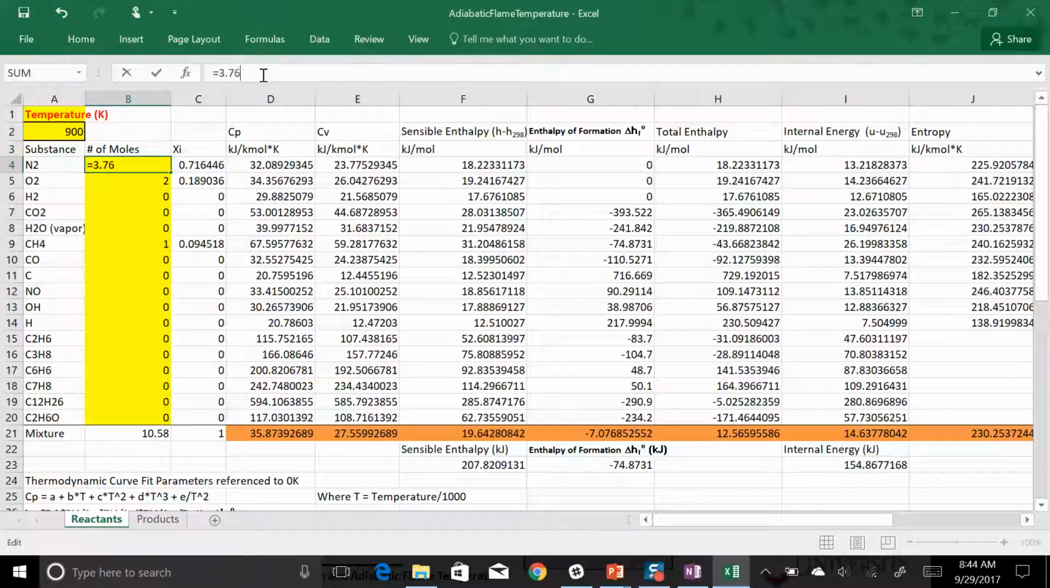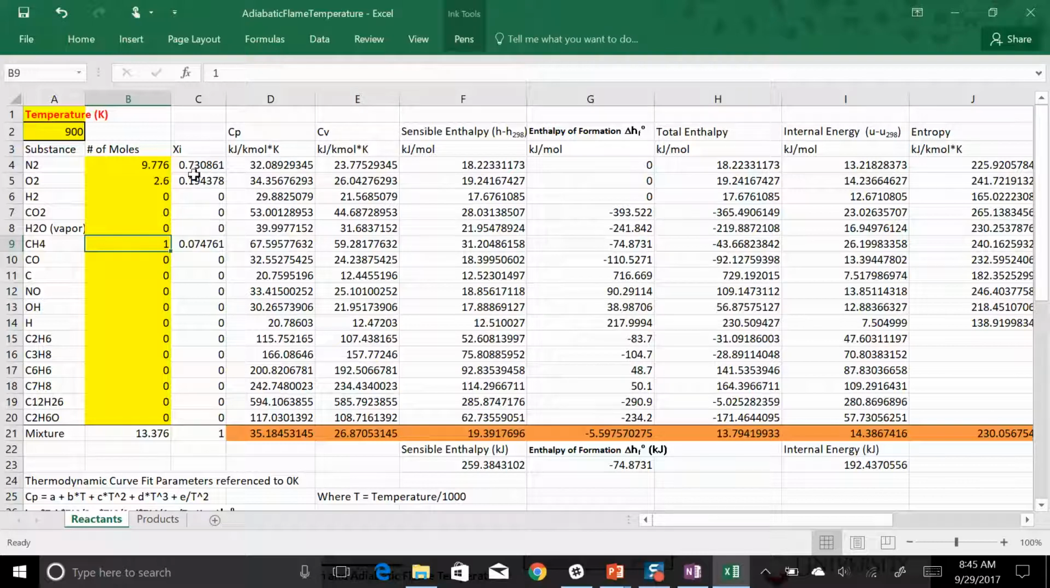And I'm going to imagine here I have 3.76 times, we had 2.6 for A, and here for oxygen, I'm going to go 2.6. And that was burning 1 mole of methane. So this table breaks things down for us and gives us exactly what the molar composition is of our reactants. So we have 73% nitrogen, 19.4% oxygen, and about 7.5% methane. It's also going to calculate the sensible enthalpy at 900 degrees for each species.